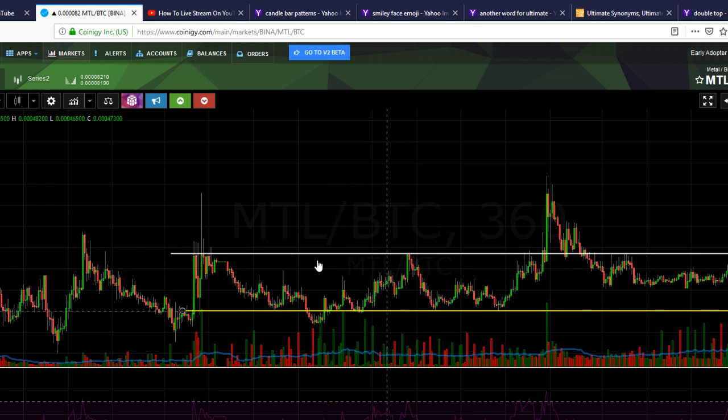So with that being said, to me, this area right here would be consolidation between the white and the yellow line. Buying at this yellow line would be the prime for me. This is what I'm looking for. I want to buy at the yellow line because I know once I buy at the yellow line and it's a strong support, I'm definitely going to hit this white line.